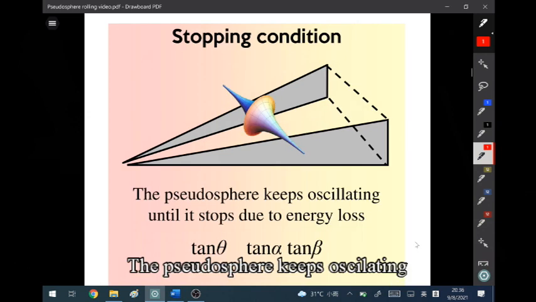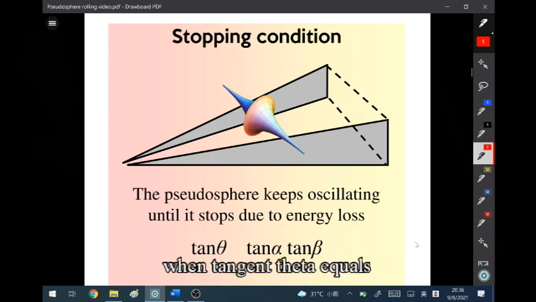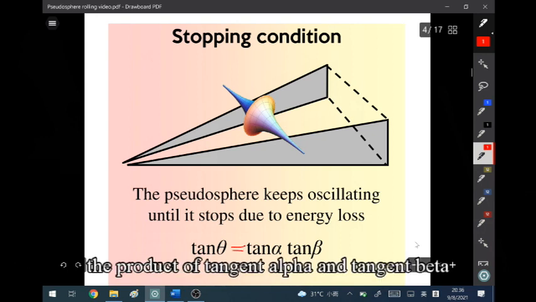The pseudosphere keeps oscillating until it stops due to energy loss, when tangent theta equals the product of tangent alpha and tangent beta.